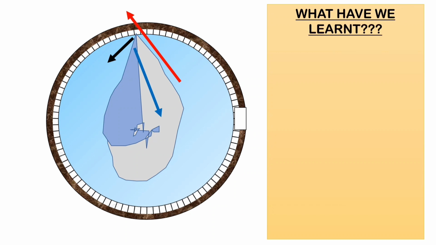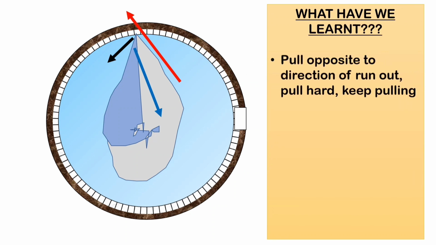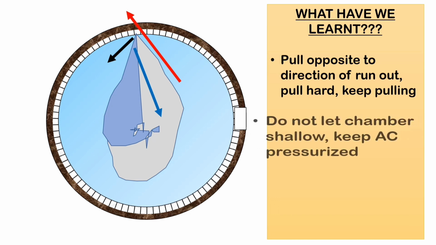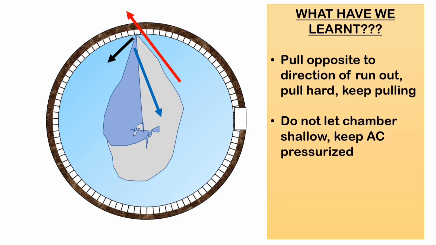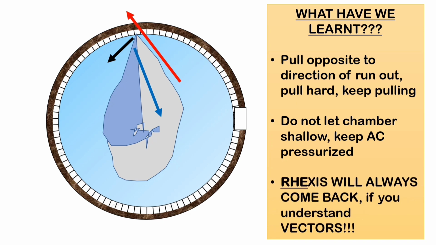Just to summarize, what all have we learned from this video? Always pull opposite to the direction of the runout, pull hard and keep pulling. Do not let the chamber shallow while doing so, and the Rhexis will always come back if you understand the vectors of it. Thank you for your kind attention.